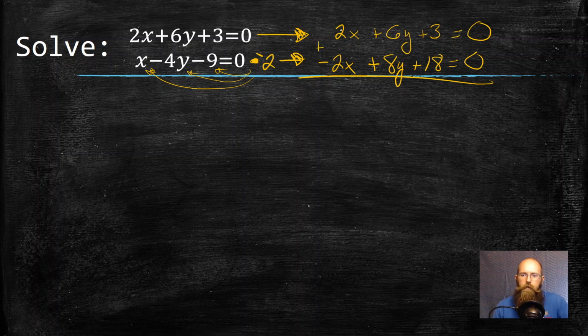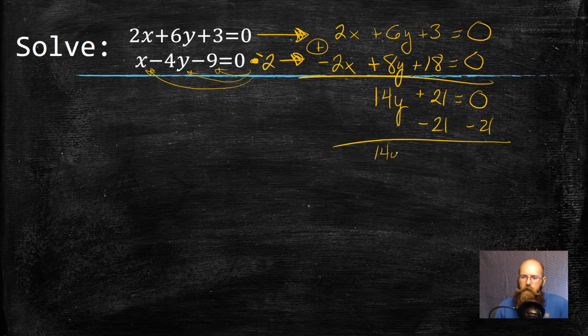What is 2x plus a negative 2x? 0 x's. And like we discussed last time, I don't have to write that down. 6y plus 8y gets me 14 y's. 3 plus 18 gets me 21 equals 0. That's an ugly 21. Let's rewrite that. Boom. All right. Now I need to solve for my y. So I'm going to subtract 21. 14y equals negative 21.